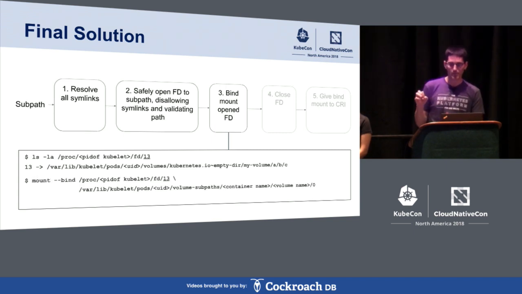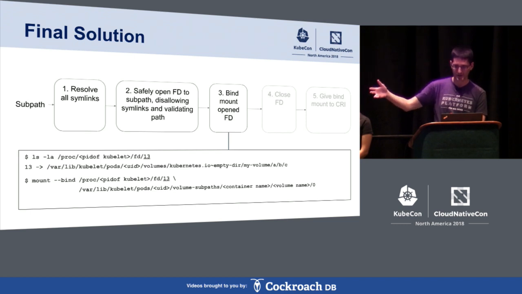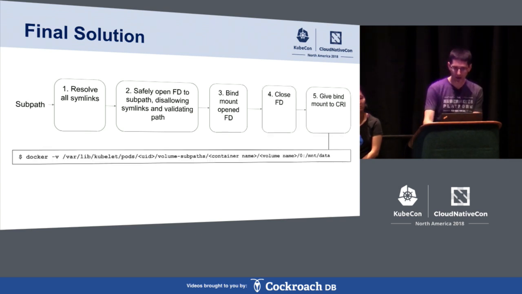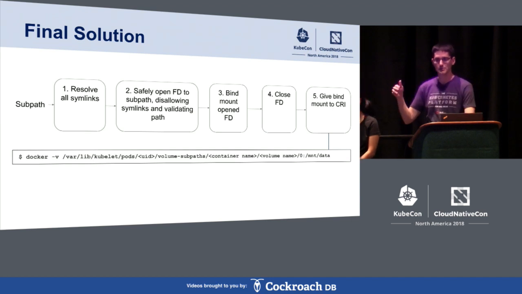And we bind mount this magic symlink instead of ABC directly. And what the kernel does, it atomically resolves the symlink. It chooses the right destination of the symlink and bind mounts it to a safe place. So that's the whole trick. We clean things up, and we give the safe place to the container runtime.